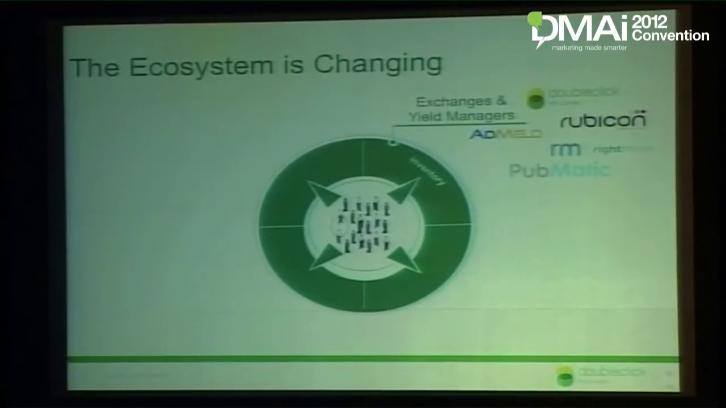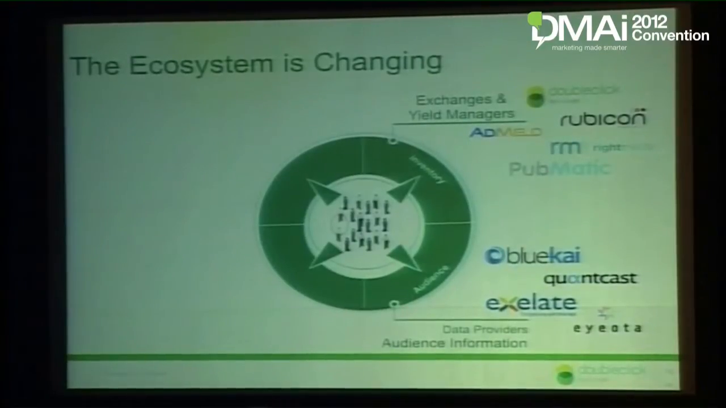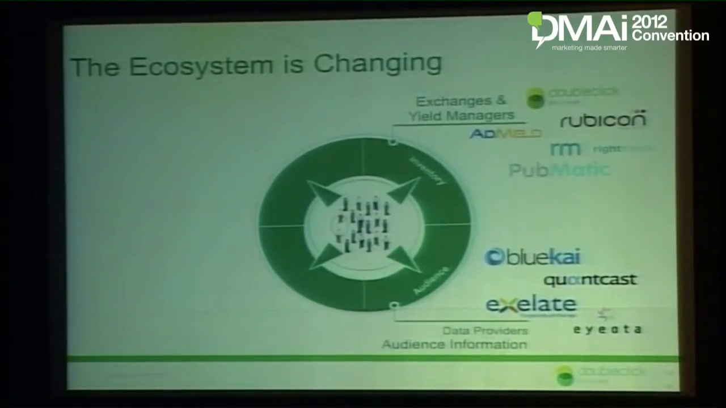So what does the ecosystem look like? Well, on one side, we've talked about some of the exchanges that are out there and the yield managers of the publishers. We've talked about some of the data providers, the DMPs that are out there. And in Asia and in India, these global guys have done a pretty ordinary job in providing some third-party data for us. We're pushing them very hard to start releasing and start working harder in both the Indian market and generally in Asia.